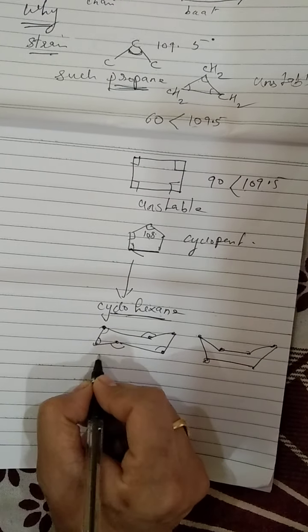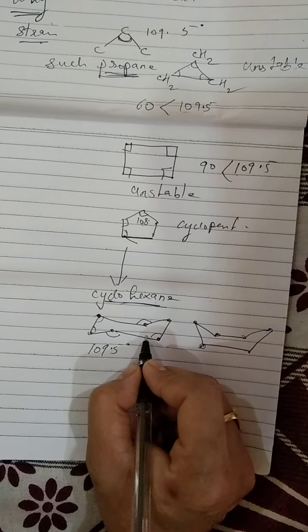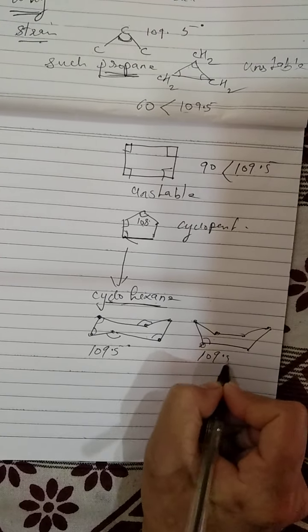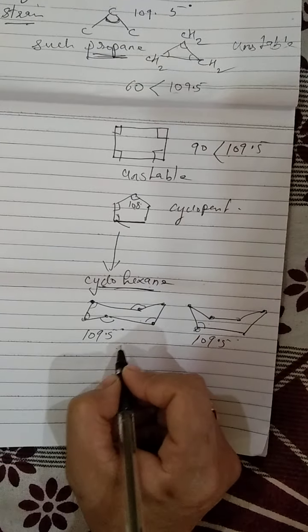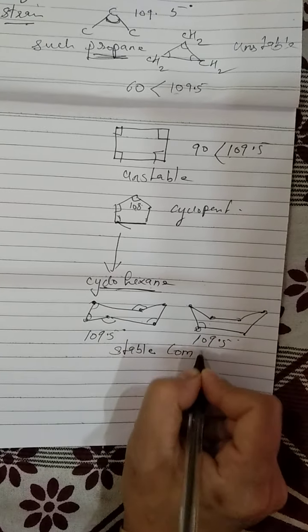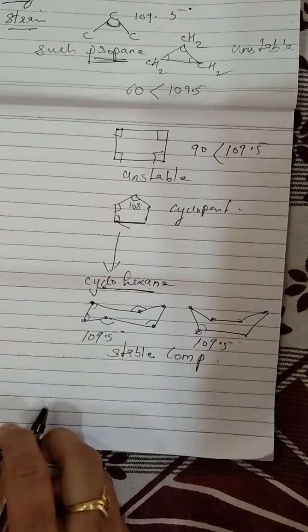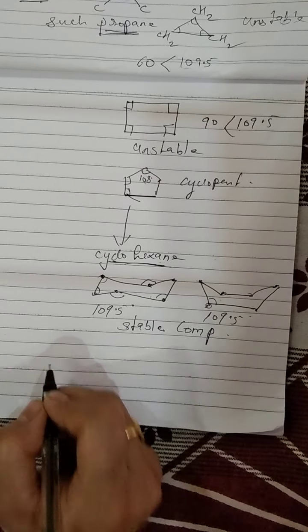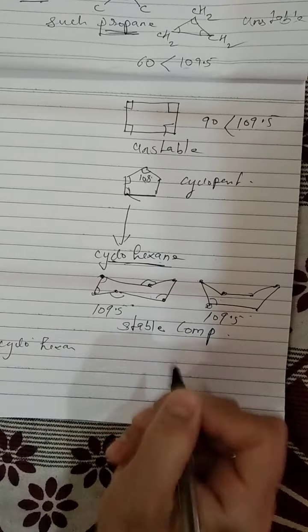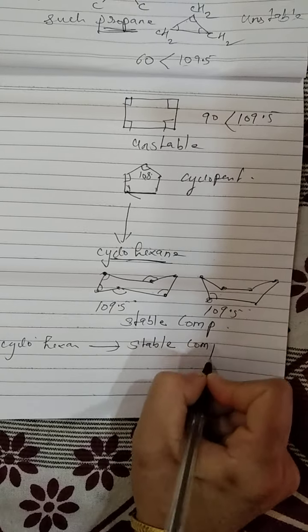In cyclohexane, all carbon-carbon angles are 109.5 degrees. That's why we can say that in this also, and in this also, all angles are 109.5 degrees. That's why cyclohexane is a very stable compound. Okay, so up till now, what we studied is that cyclohexane is a very stable compound.